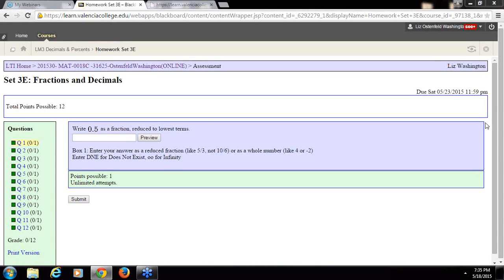Okay, so in order to write decimals as fractions, you really have to know the place value names, because that is what's going to help you turn it into a fraction. Okay, so for this one, I have 0.5. Technically, what place value is the 5 in? What place value is that?